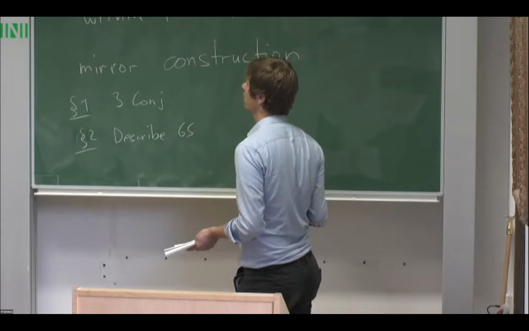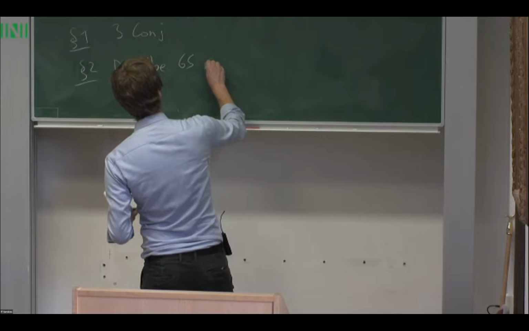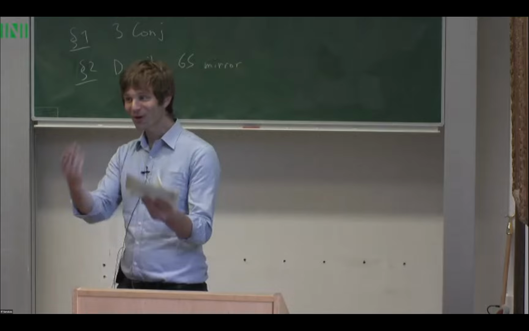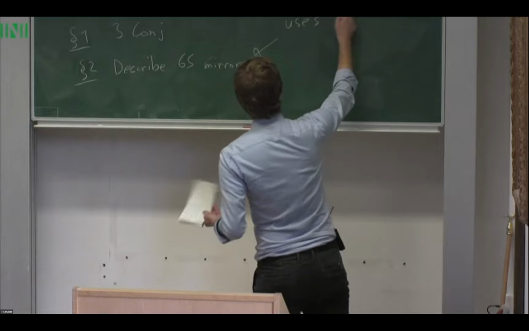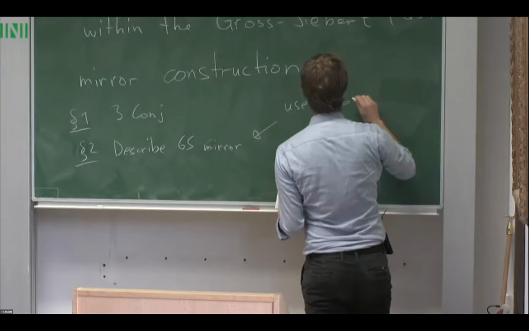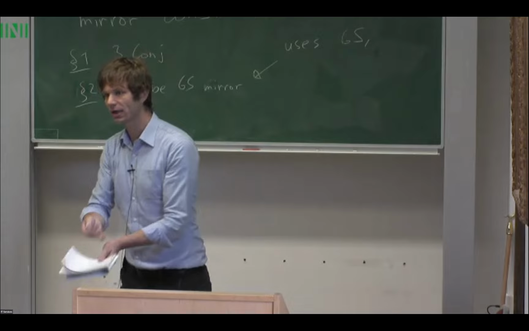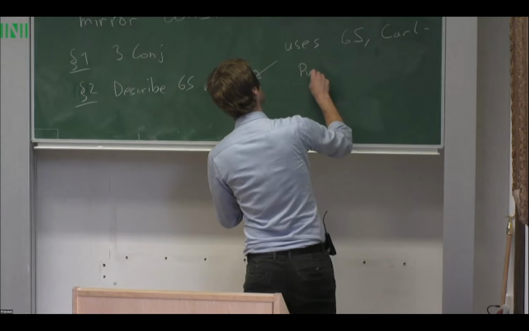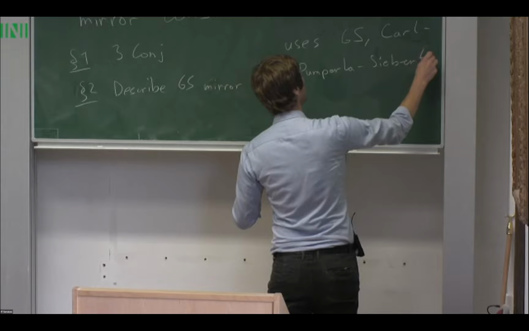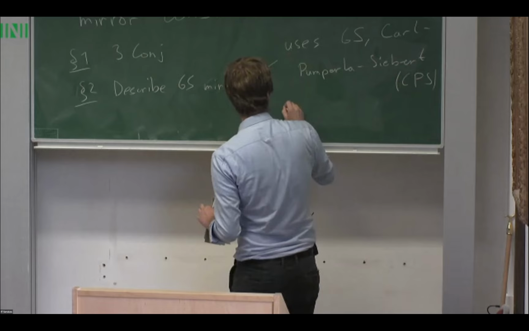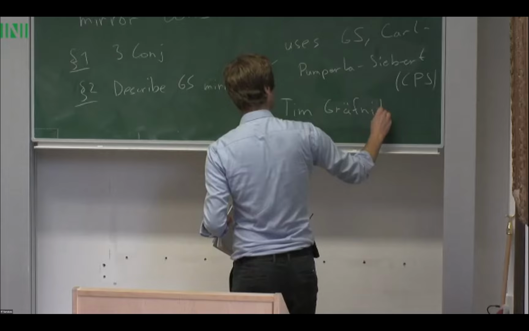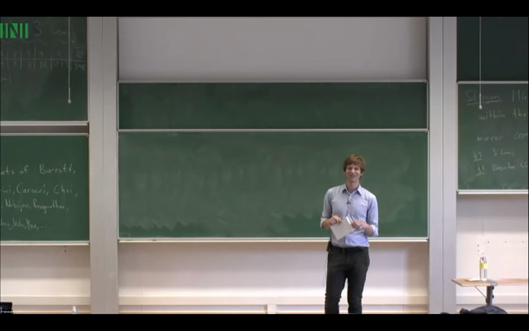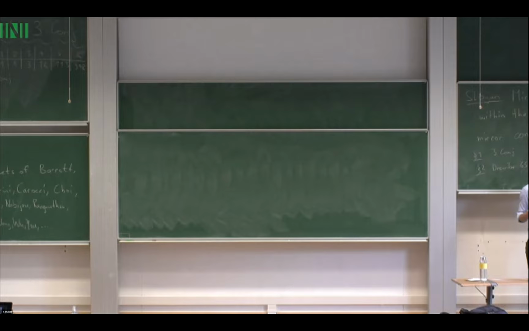Sorry, I'm starting to write badly already. Here I'm going to use, to a great extent, the work of Tim Gräfnitz. This part uses, of course, the GS construction, or at least the ideas of the program. It uses the construction in a particular case I'm going to talk about, which is due to Carl Pumperla and Siebert. I'm going to abbreviate this by CPS, and it uses most crucially the work of Tim Gräfnitz. Very cool work, and he's going to talk about this on Monday. If you're around, or if you can log into Zoom, it'll be really fun. And then my third section is to deduce the third conjecture.